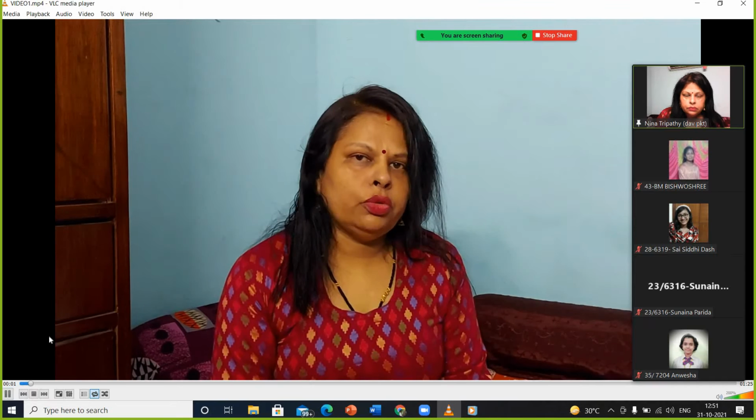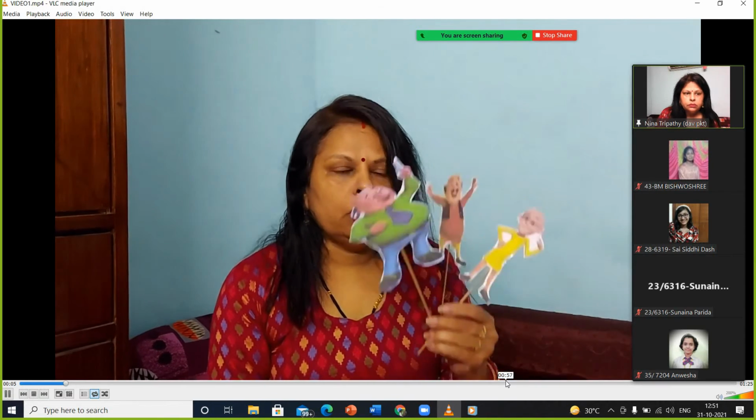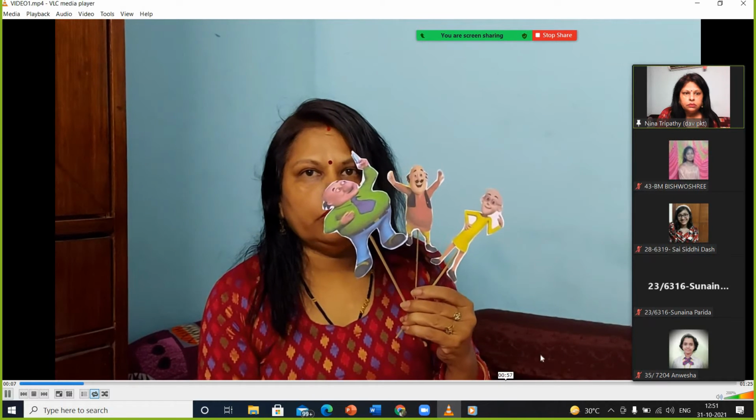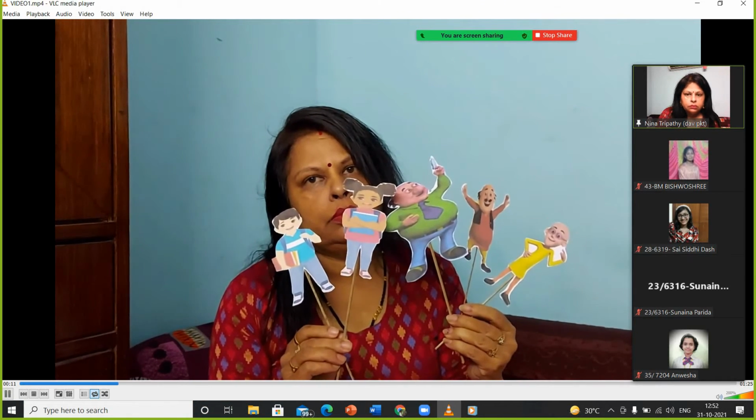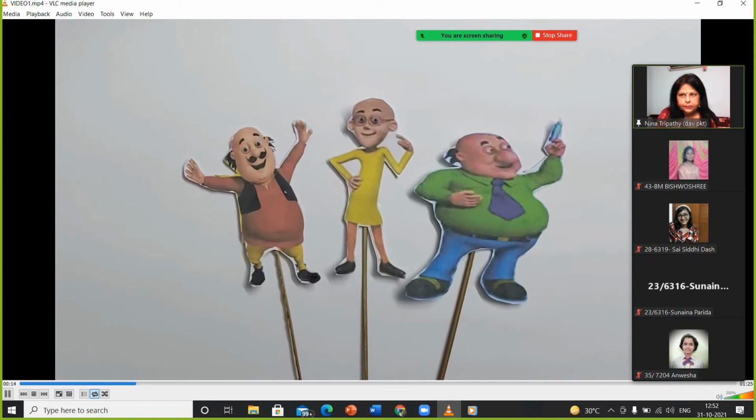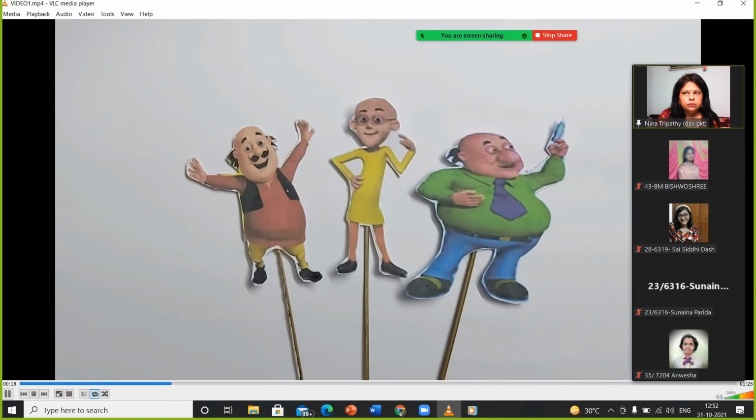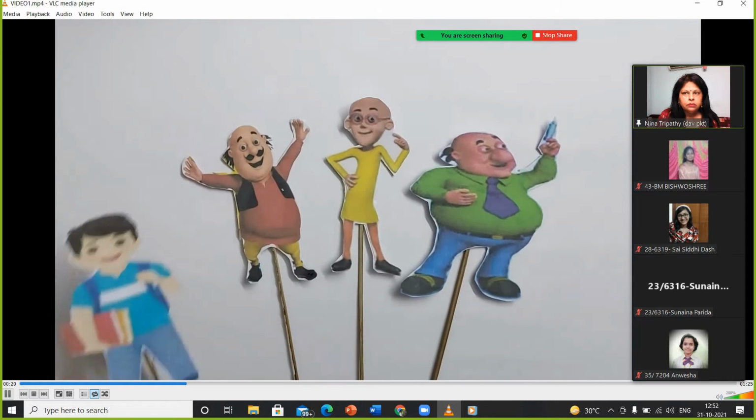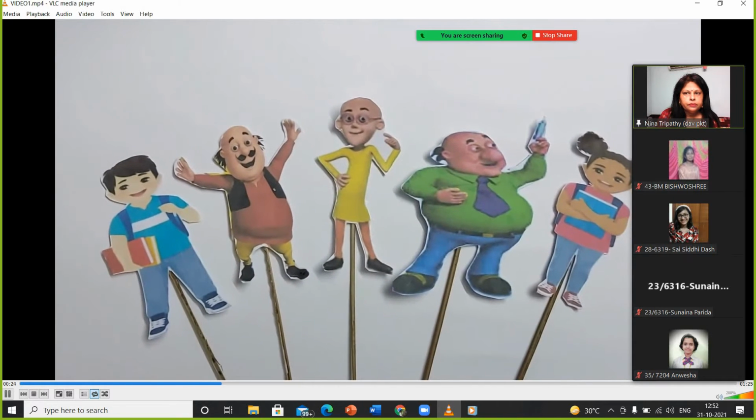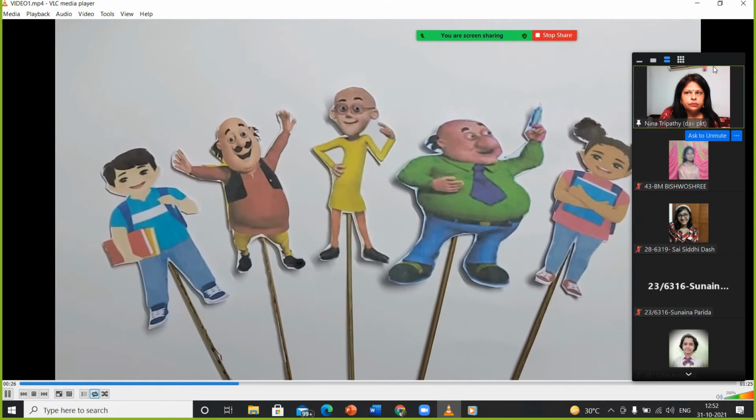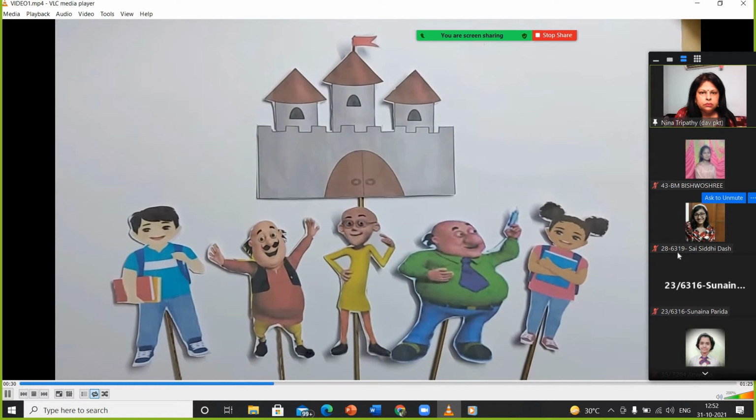Now I am going to tell the story about the cartoon characters Motu, Patlu, Dr. Jhaka, Sonu and Monu. Motu, Patlu and Dr. Jhaka went to visit the nearby city Honolulu. With them, Sonu and Monu also went. In Honolulu city, they saw a beautiful building.